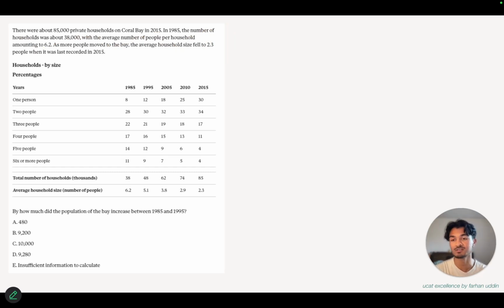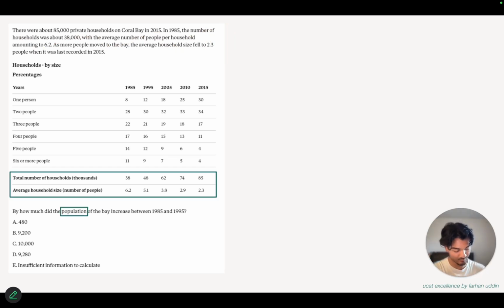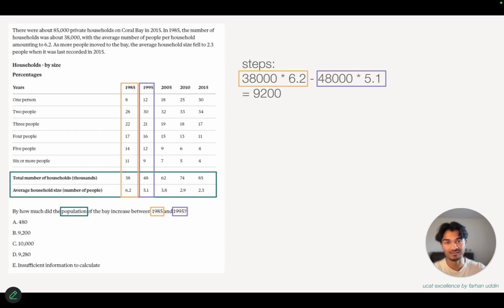By how much did the population, so here's exactly where the population statistics are, of the Bay increase between 1985 and 1995. So even though we don't have the numbers directly in front of us, we do have the information in front of us to be able to calculate whatever numbers we need. So the total number of households in thousands is 38, and the average household size by number of people is 6.2. So if we multiply the households by the average amount of people in each house, then we get the population. So we end up getting 38,000 times 6.2 minus 48,000 times 5.1, giving us our answer of 9,200.